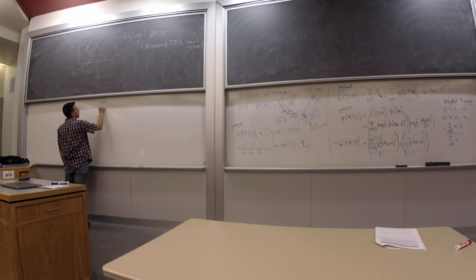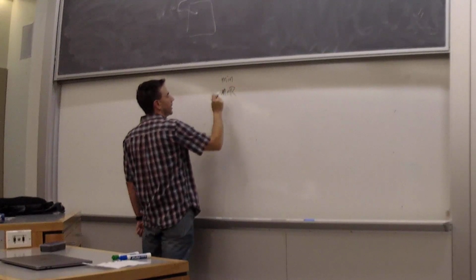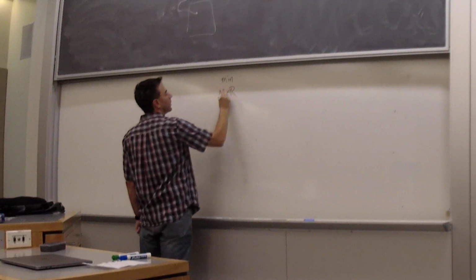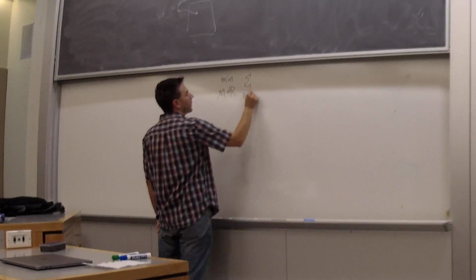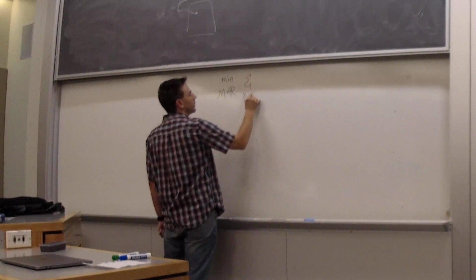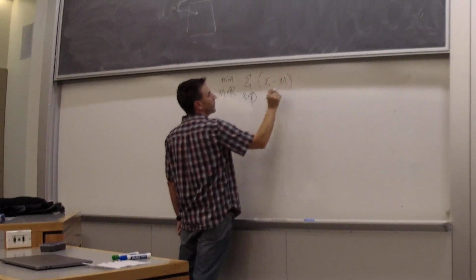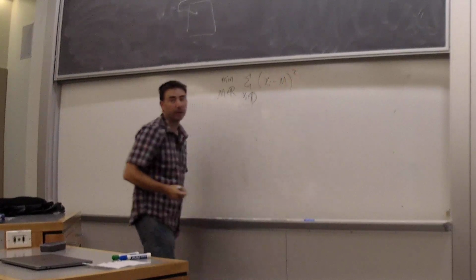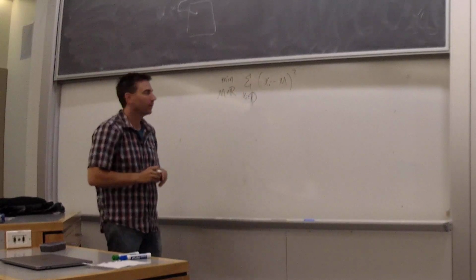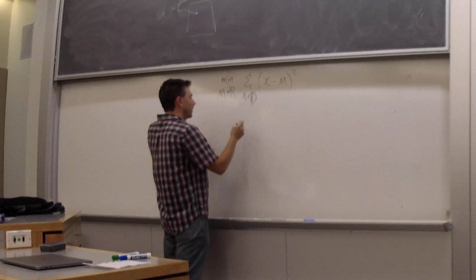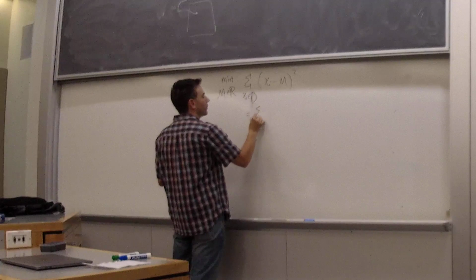So I want to find the min over all choices of a model m in the real numbers of the sum over xi in some data set of xi minus this model value, squared. And I want to derive that this is going to be the average of these values. Okay, and it's not too hard to derive this.